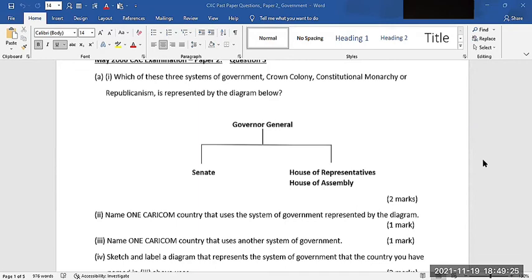Next question says, the third part, name one CARICOM country that uses another system of government, not the constitutional monarchy. So it means that we're not looking to find a country that has a prime minister. We want to find one that has a president, maybe, which is a different form or system of government. Which of the Caribbean countries do you know have a president?